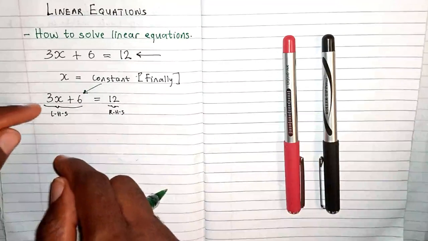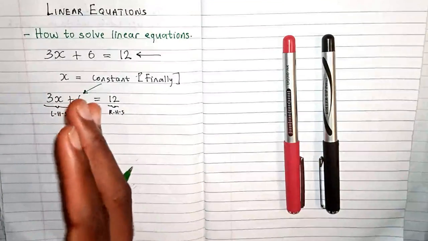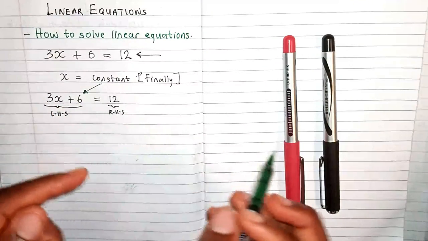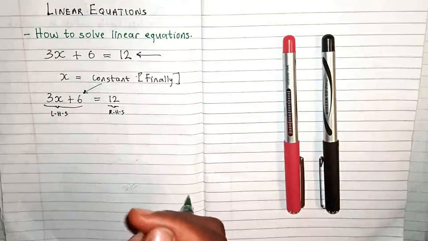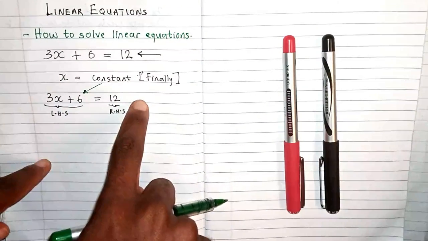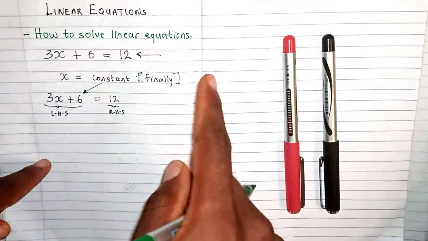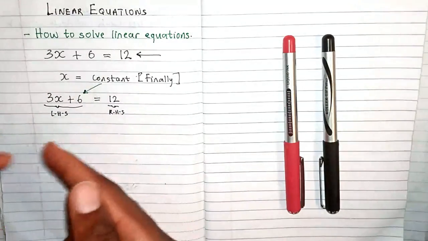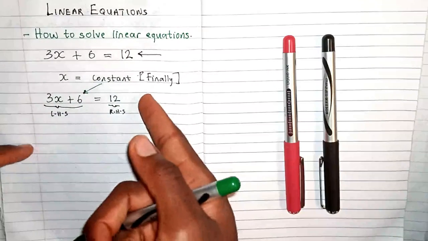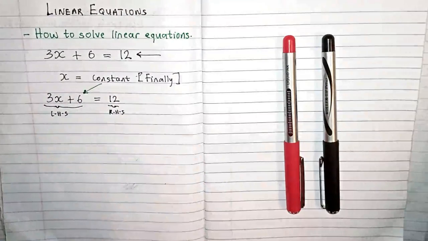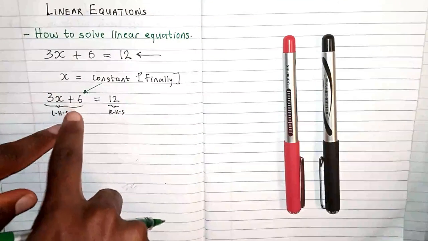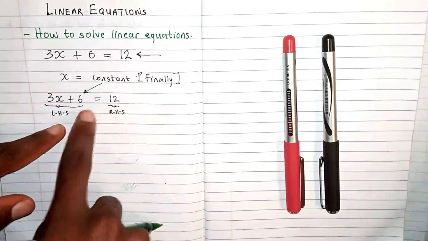Let me go over this again. We want the terms containing x to be at the left hand side, while the terms without x should be at the right hand side. That's the beginning of solving a linear equation, meaning this 6 needs to be with this 12. How do you do that? You simply transfer. Variables and constants have the ability to cross the equality sign. Take note, once they cross the equality sign, any sign they have will change, meaning a plus sign will change to minus, and a minus sign will change to plus.